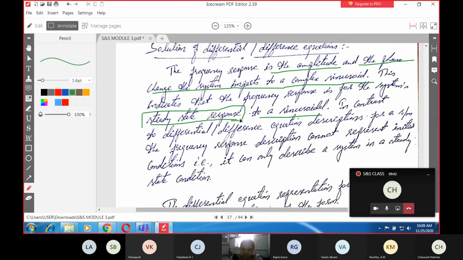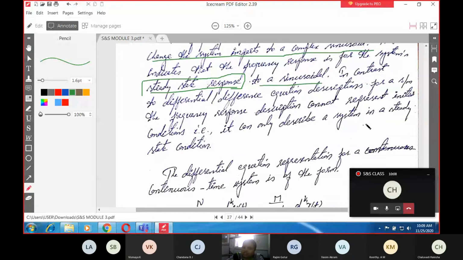For that reason this is the steady state response, you learn more there. Okay, it should be a sinusoid, just keep that in mind. Then, in contrast to the differential and difference equation descriptions for the system, the frequency response description cannot represent initial conditions. What you give as input, that only you should get. That's the minimum steady state.